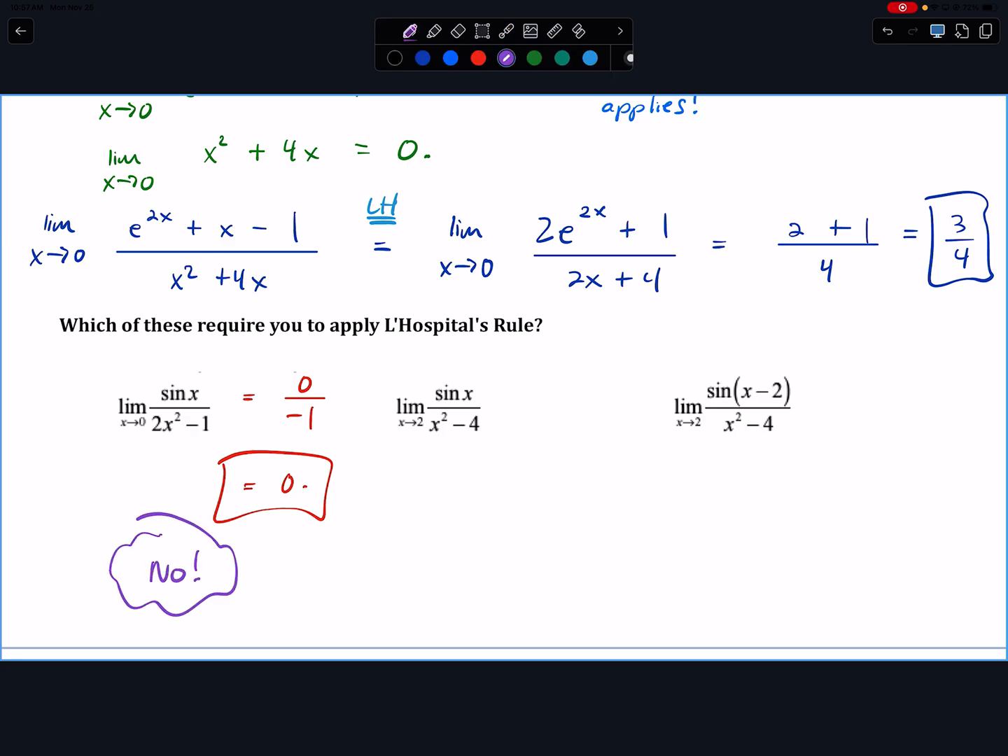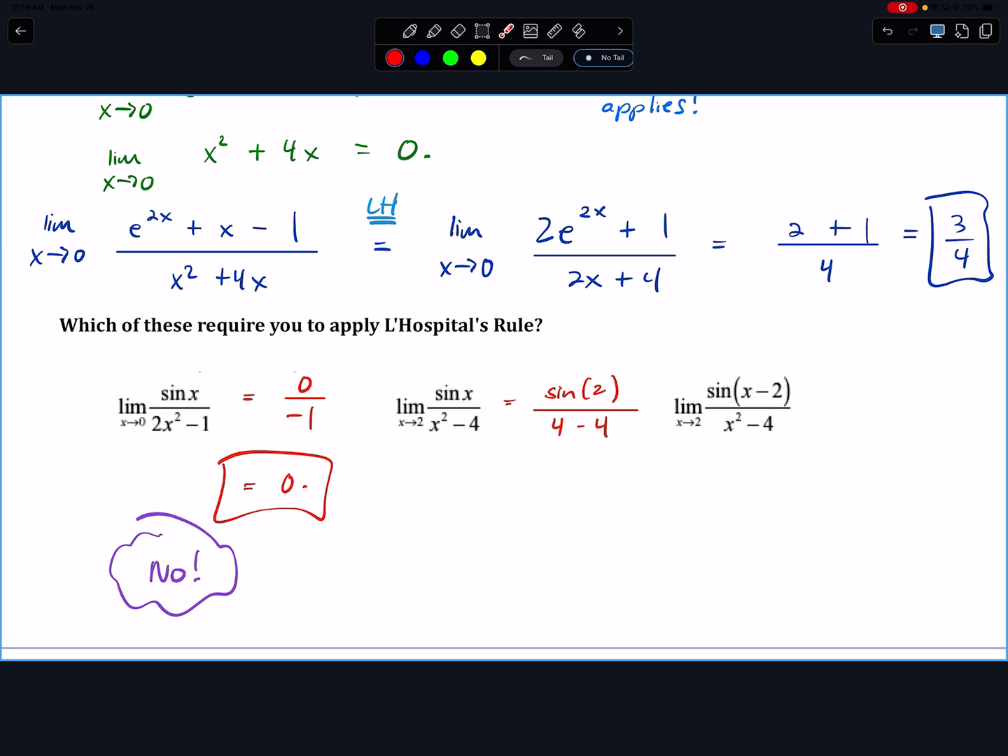Okay. The next one. If I plug in 2, you would get the sine of 2. On the bottom, do you guys agree that if I plug in 2, it's going to be 4 minus 4? Okay. Which is 0. Okay. But is the sine of 2, is that 0? So this is not indeterminate form.